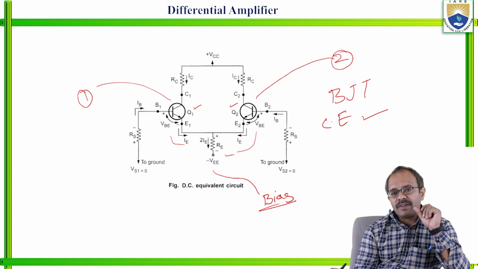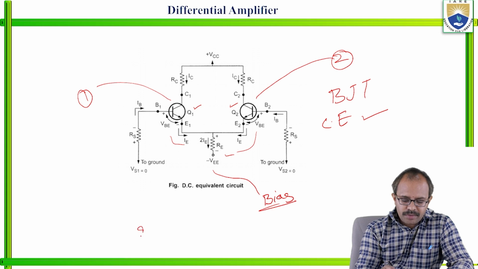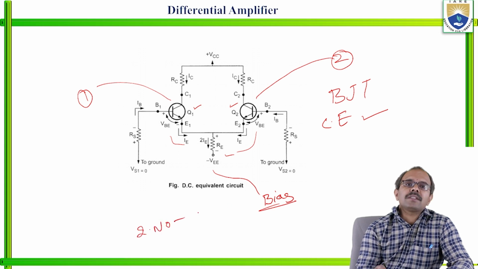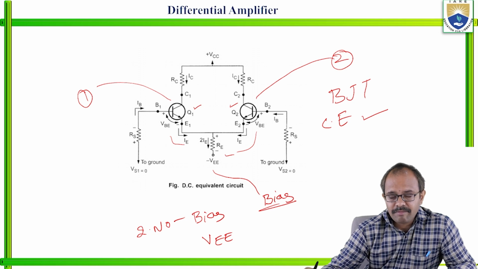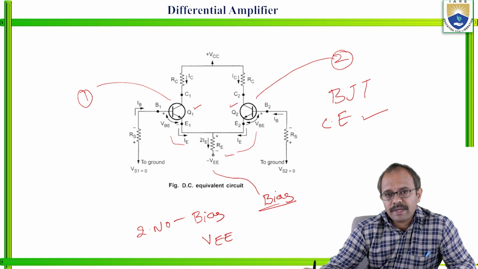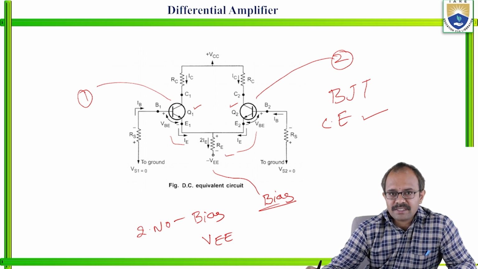This differential amplifier is going to have two biases. What are they? One is the positive bias and another one is the negative bias. So what is your negative bias here? The negative bias is VEE. And coming to the positive bias, where are we going to provide the positive bias to this circuit?